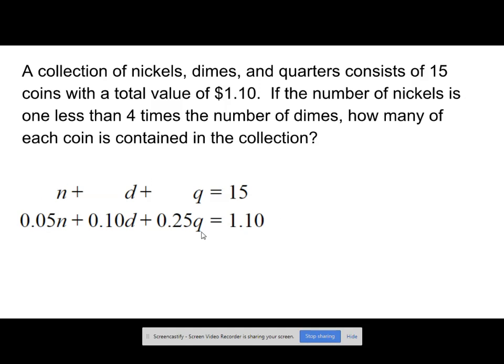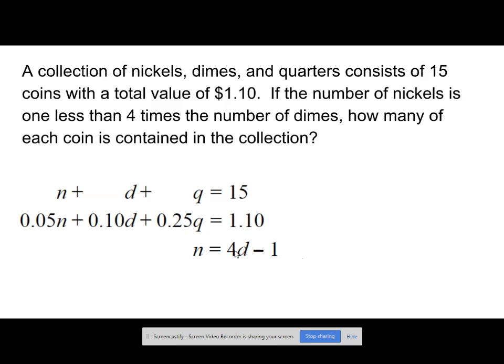So those are the first two equations, one dealing with the quantity, one dealing with the value. Now, the contrived sentence here, if the number of nickels is, typically in math is means equals, so that N equals 1 less, so I'm going to be subtracting 1, then 4 times the number of dimes. So that would look like this. N equals 1 less, minus 1, 4 times D.